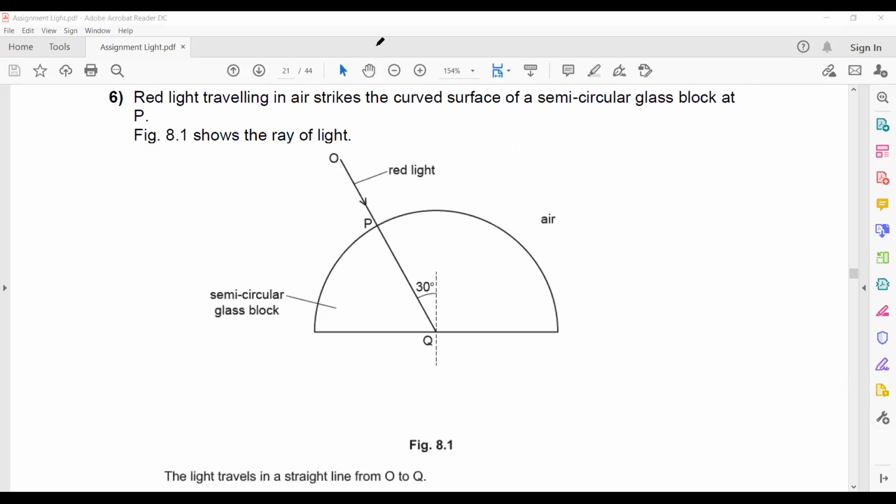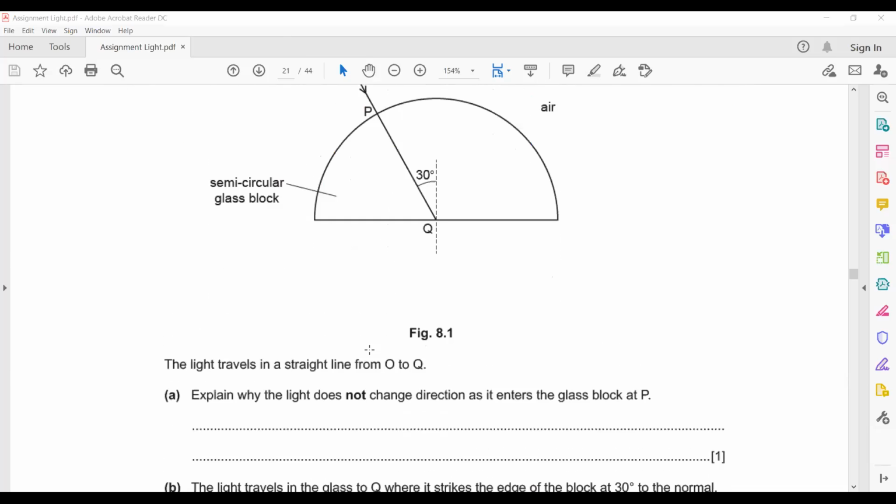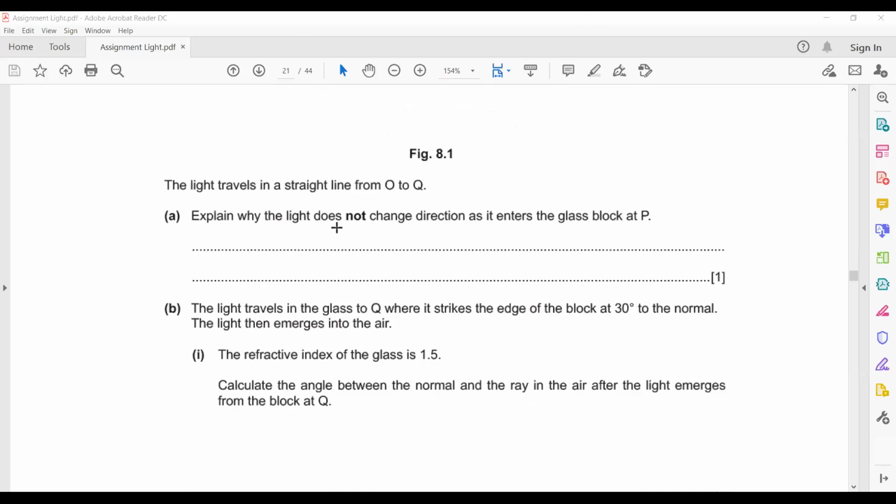The question is, why does the light not change direction as it enters at P? So what's the reason why there is no change in direction at P? It is traveling along the normal, or at 90 degrees. That's why it does not change direction. Yes, it is passing along the normal.